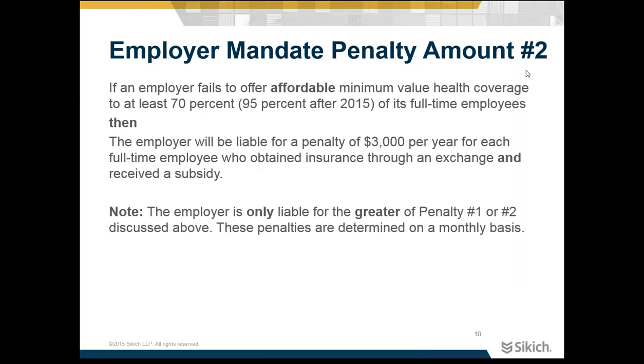The second penalty is that if the employer fails to offer affordable minimum value coverage to at least 70% of your employees, then the employer could be liable for a penalty of $3,000 per year for each full-time employee who obtained insurance through an exchange and also received a subsidy. And the employer is only liable for the greater of the two penalties. And these penalties are determined on a monthly basis.